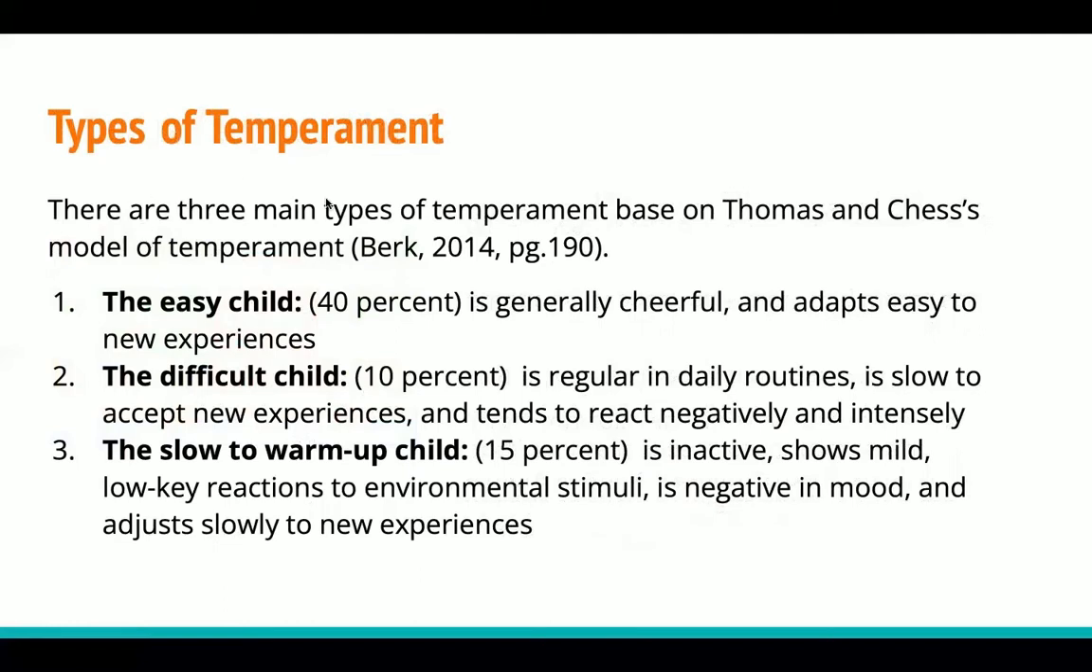So, three types of temperament. The three main types of temperament are based on the Thomas and Chess model of temperament. We found this in Berk. So the easy child, which is 40%, is generally cheerful, adaptive, and open to new experience. And then the difficult child, which is what we're going to focus on today, is at 10%. It's irregular in daily routines, is slow to accept new experience, and tends to react negatively and intensely.